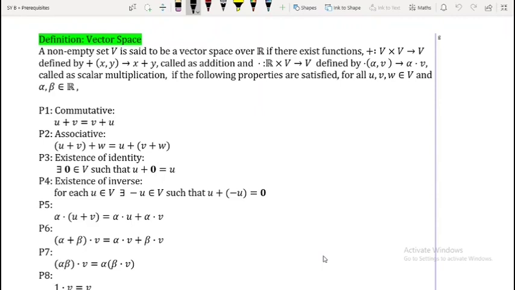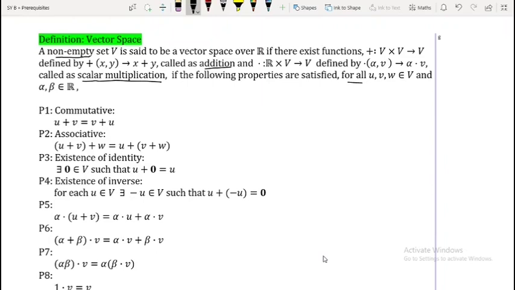If you do not know the definition, then I suggest you see that video first and then come to this definition. So what I said is that a non-empty set V, remember it should be non-empty, is said to be a vector space over R if there exists addition and scalar multiplication with respect to which our V should be closed.